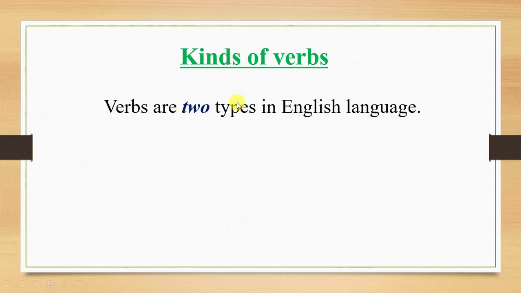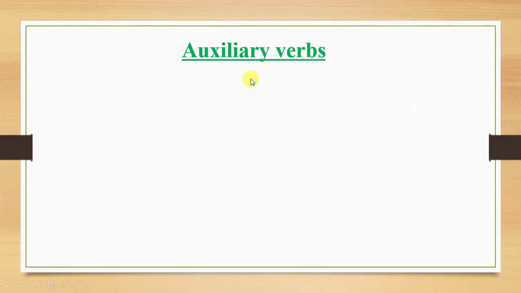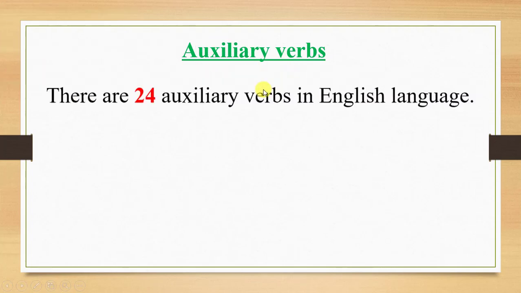Verbs are of two types in the English language, namely auxiliary verbs, which are 24, and main verbs. Again, main verbs are divided into regular verbs and irregular verbs. Irregular verbs are 169, and regular verbs are 2 lakhs. First let me say about auxiliary verbs.